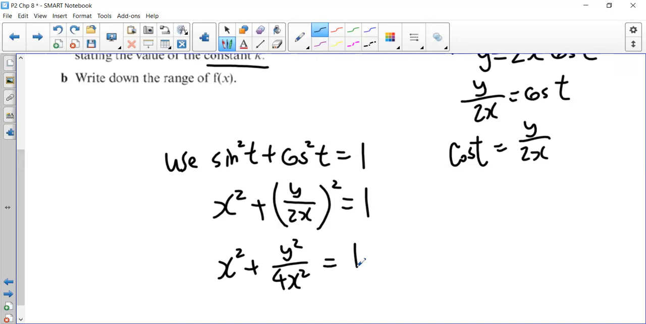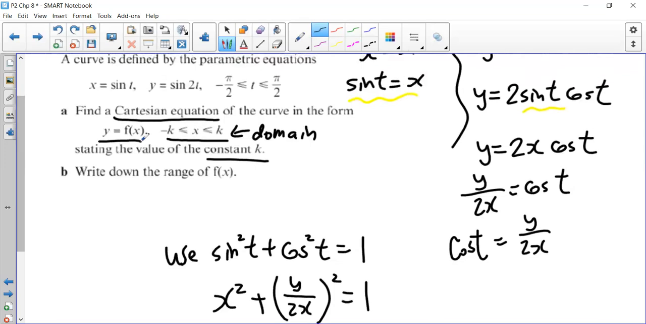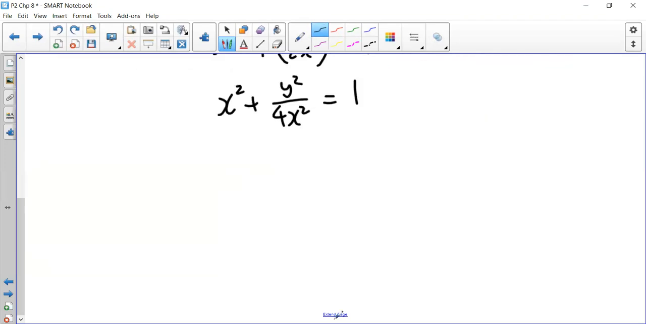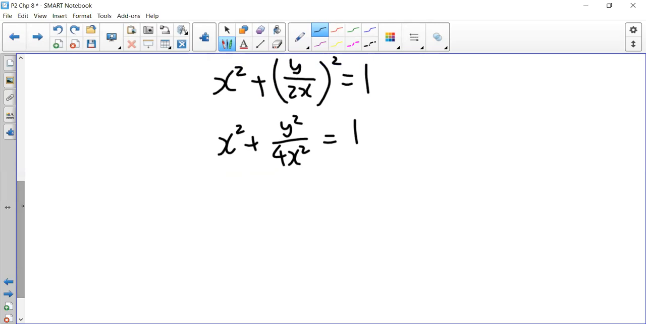What am I doing there then? I make y the subject. The question was y equals f of x, so I need to make y the subject. Here comes the challenging thing. How can we do it first? To make y the subject, first of all, we want to get rid of the fraction. No one likes fractions. So we're going to multiply everything by 4x squared.